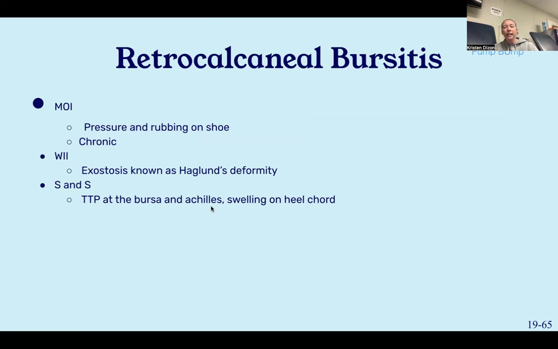What do you get? You get TTP at the bursa and the Achilles, and you have swelling on the heel cord. You should remember that the heel cord is the Achilles, so we know so much goes back to the gastrocnemius and soleus turning into the Achilles and attaching. So it's TTP at the bursa and the Achilles and swelling of the heel cord. Deformity does not resolve. So that Haglund's deformity is going to stay there long term because now it's an exostosis, it's a growth.